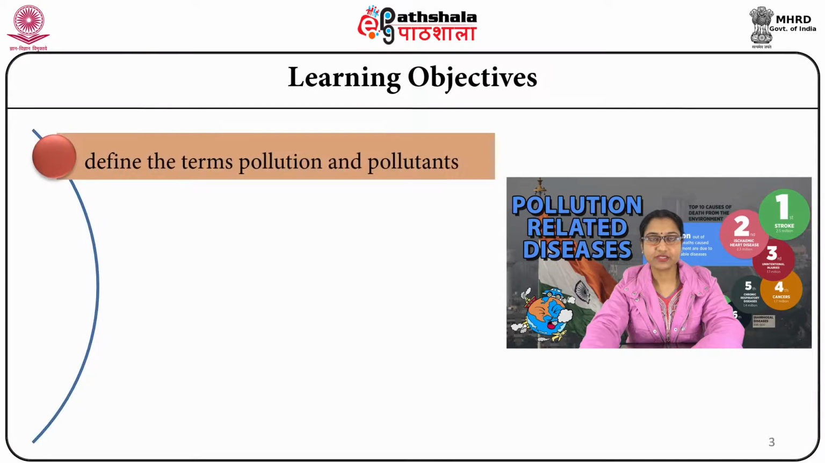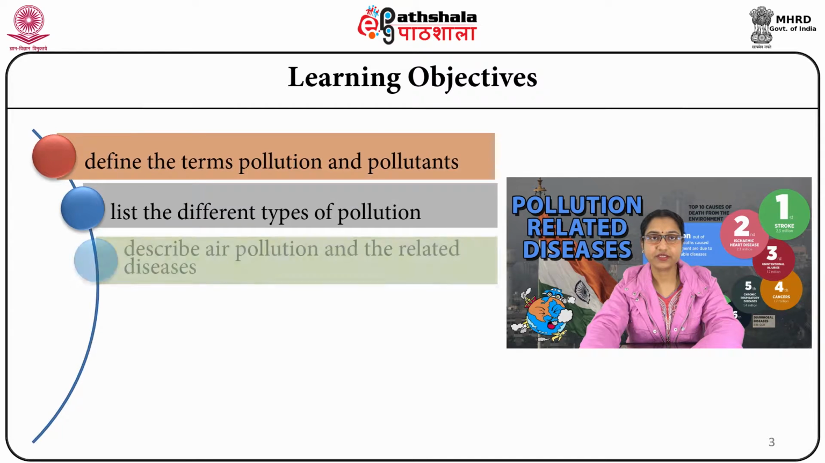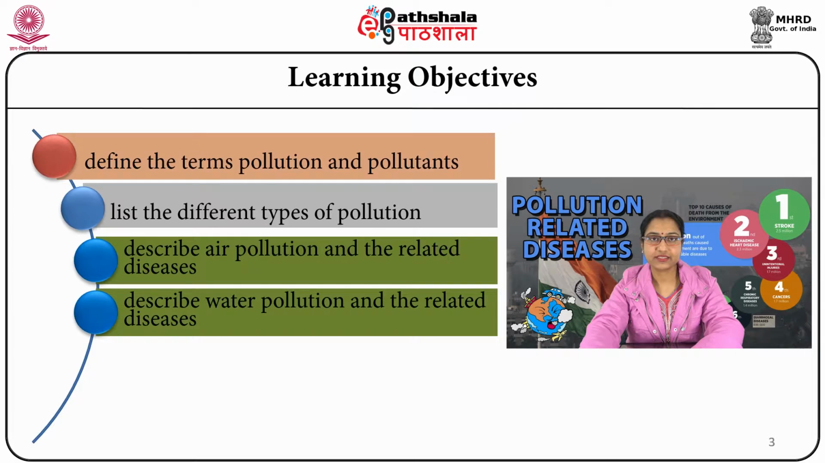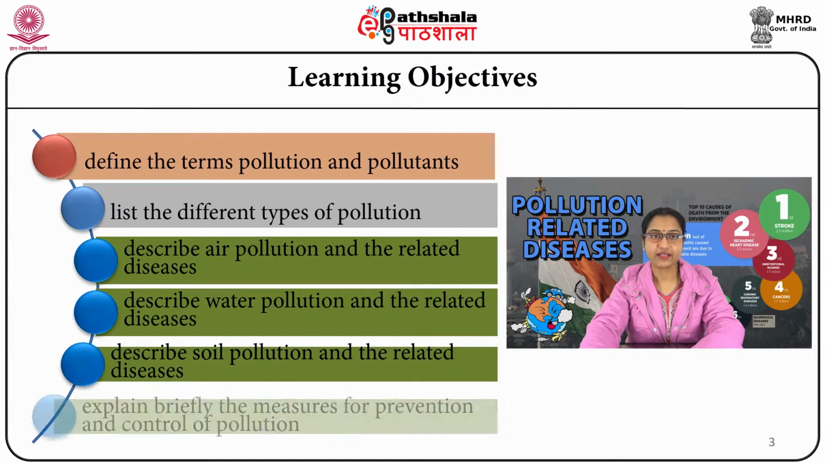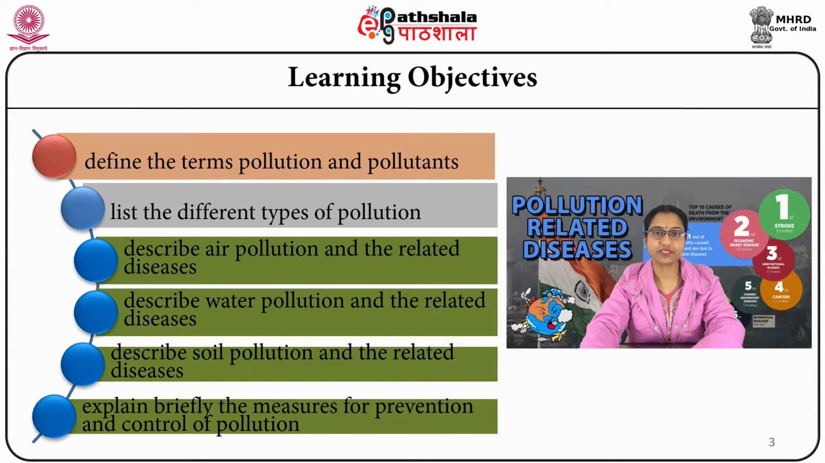This module has been developed with the intention that after completing this module, the students will be able to define the terms pollution and pollutants, list the different types of pollution, describe air pollution and the related diseases, describe water pollution and the related diseases, describe soil pollution and the related diseases, and last but not the least, they will be able to explain briefly the measures for prevention and control of pollution.